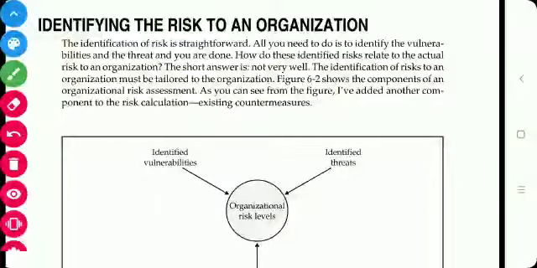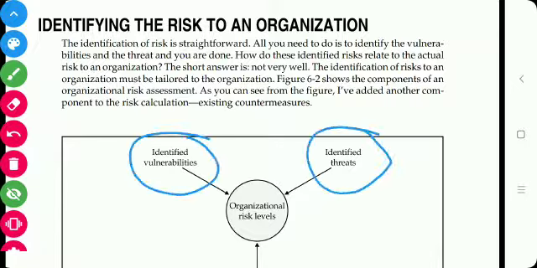Dear students, in the last section we have seen what is risk, what are vulnerabilities, what are threats and events. In this section we will see identifying the risk to an organization. How will we identify the risk? It is a straightforward task. What we have to do is identify the vulnerabilities and threats, and we have done that. We have identified all the risks.